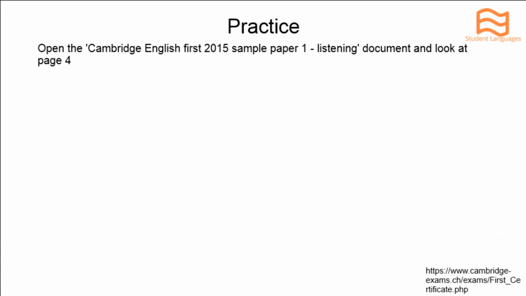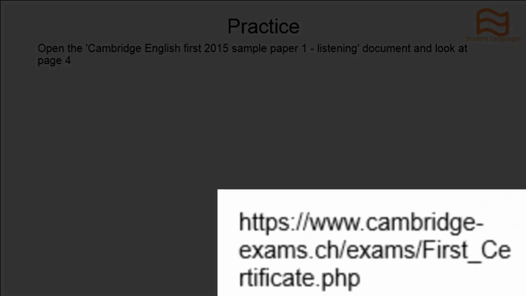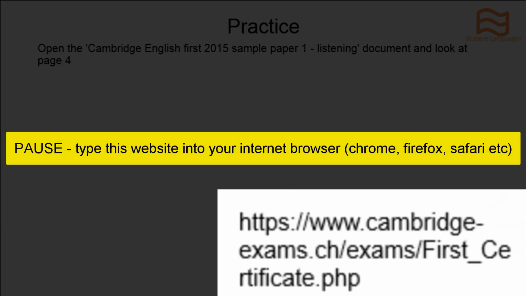So let's practice this. I'd like you to open sample paper 1 from the Cambridge English First 2015 listening document. And you can access this document by typing in this website here into your internet browser. So pause this video now and type this website into your internet browser, for example Google Chrome, Mozilla Firefox, Safari. And when you've done that, press play.